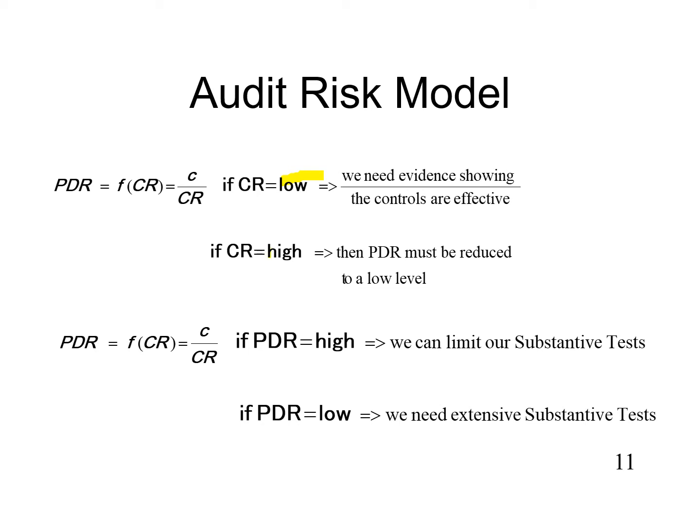If control risk is high, that means controls are not effective, then plan detection risk must be reduced to a low level. If plan detection risk is high, we can limit our substantive test. If plan detection risk is high, that implies control risk is low, so we're going to rely on their controls. If plan detection risk is low, that implies their controls are not effective, and we're going to have to perform extensive substantive tests.